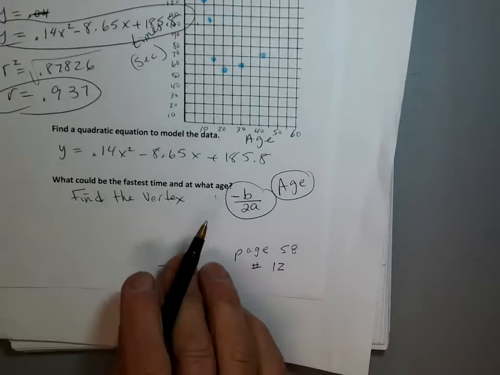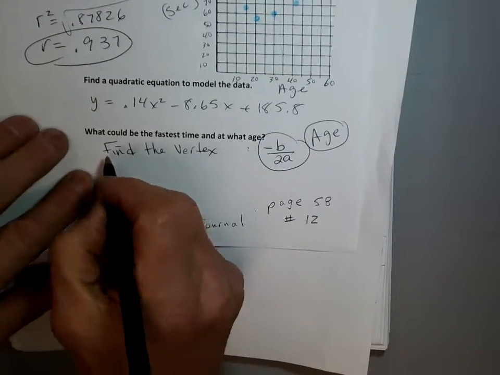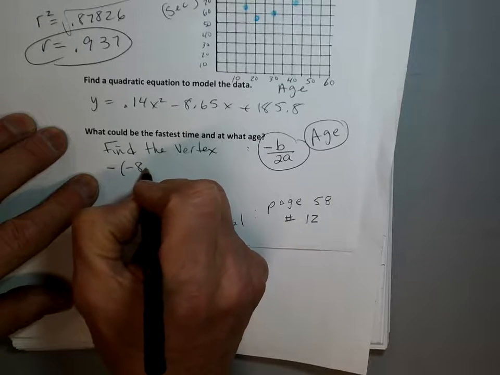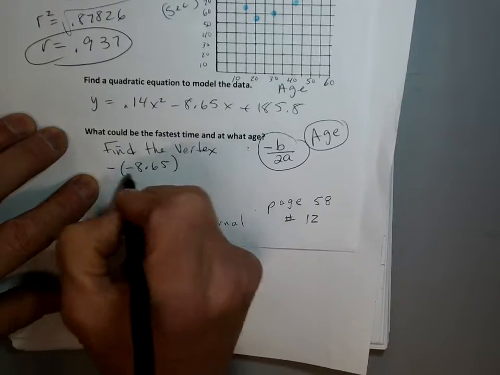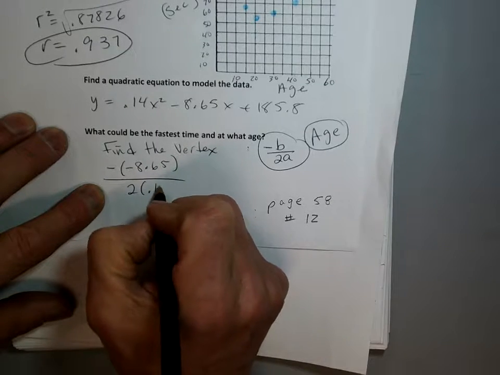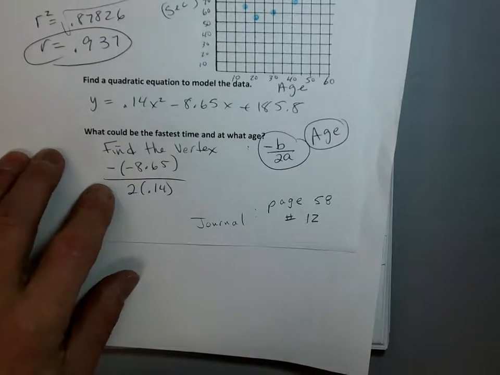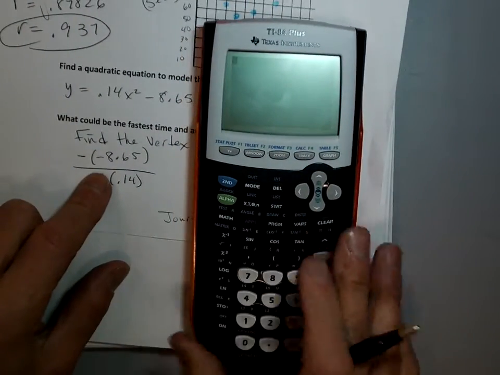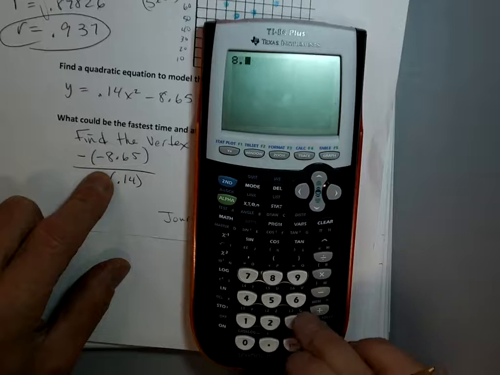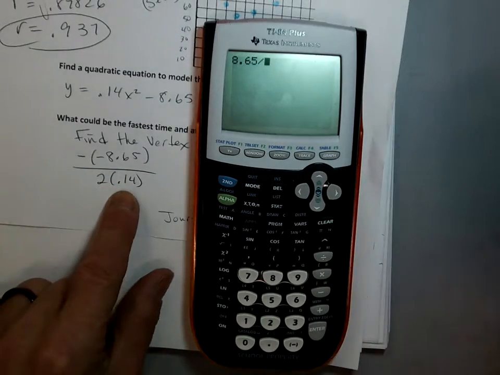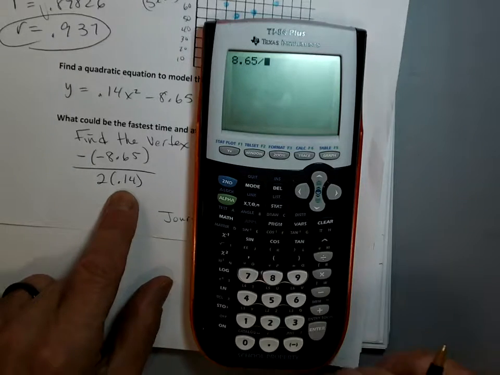So let's take a look at this, okay? So we're going to go negative 8.65. Let's go on negative b, right? Over 2 times 8.14, okay? So I'm going to go, I'm a calculator, let it go. I'll go positive 8.65 divided by 0.28. Okay, is it okay, 0.28? Yeah. 0.28.